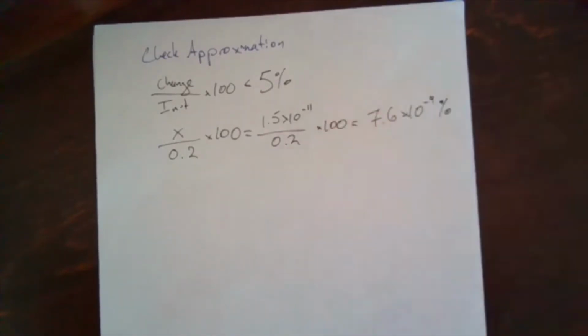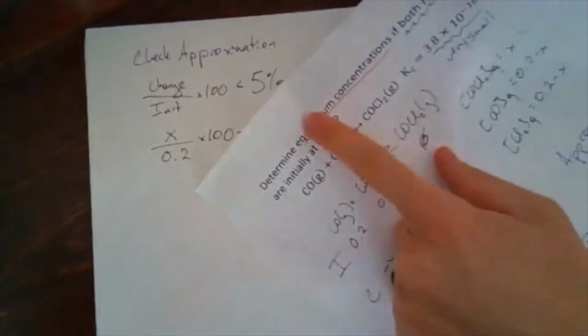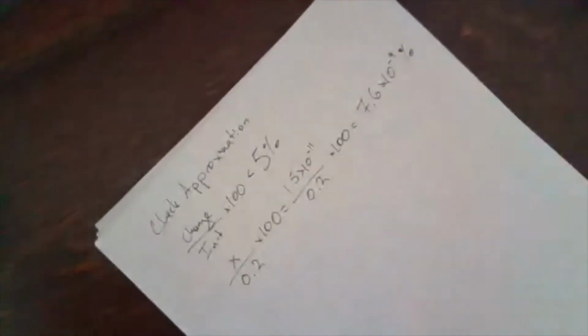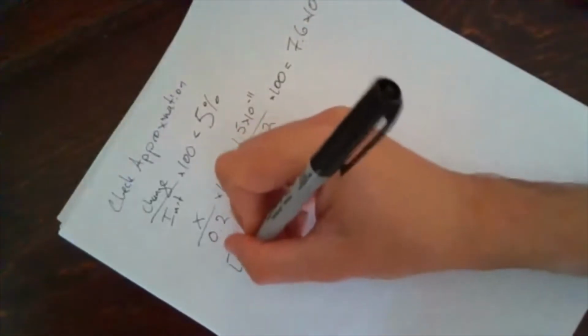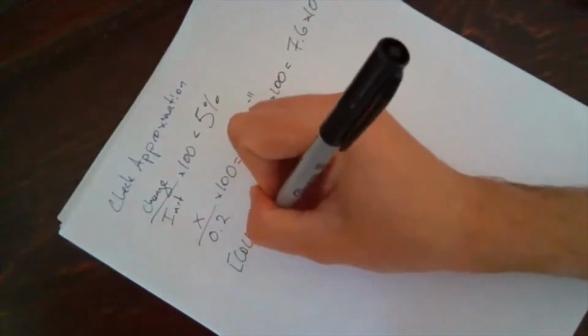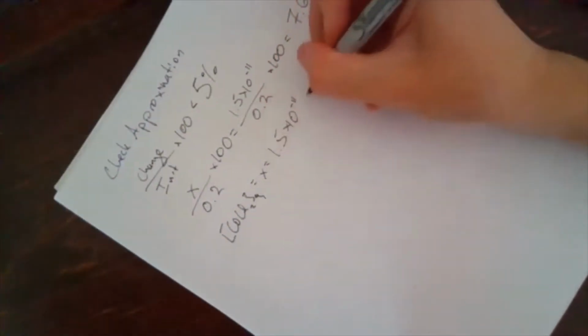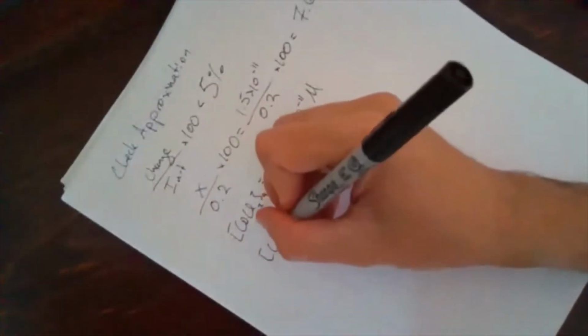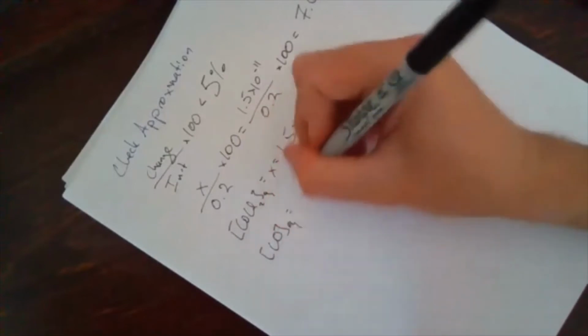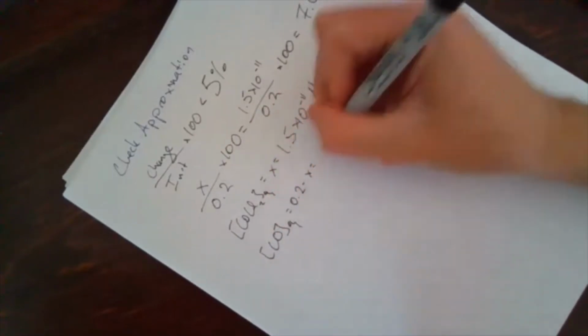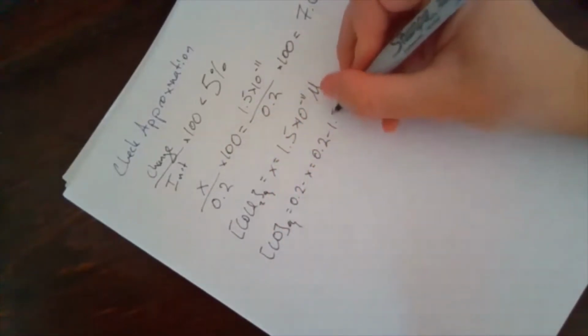Not quite done though, right? What we wanted, we have X, we want equilibrium concentrations. So if we return, we had that the concentration of CoCl2 at equilibrium would just be equal to X. So it is the value 1.5 times 10 to the negative 11 molar, not a ton. The concentration of CO at equilibrium was going to be 0.2 minus X. So that is 0.2 minus 1.5 times 10 to the negative 11.